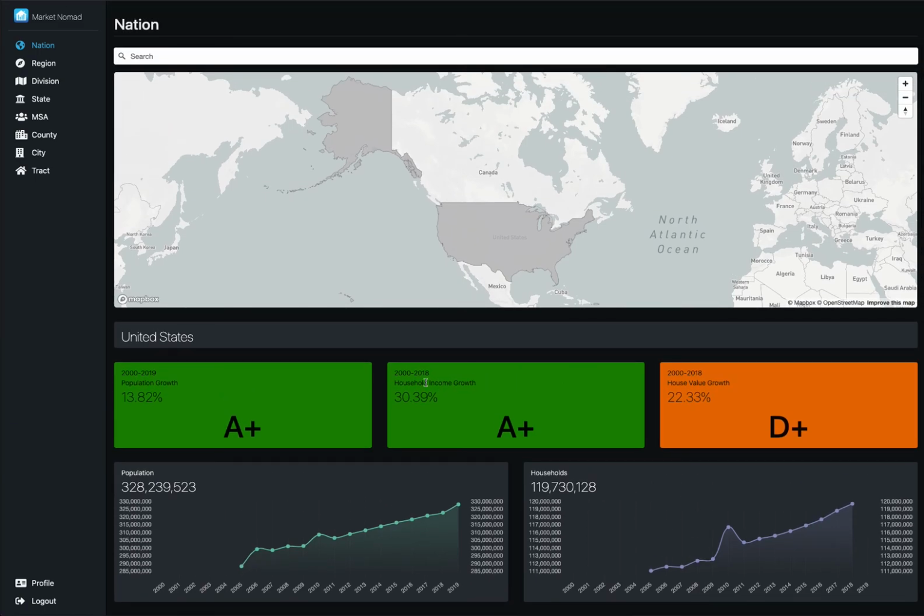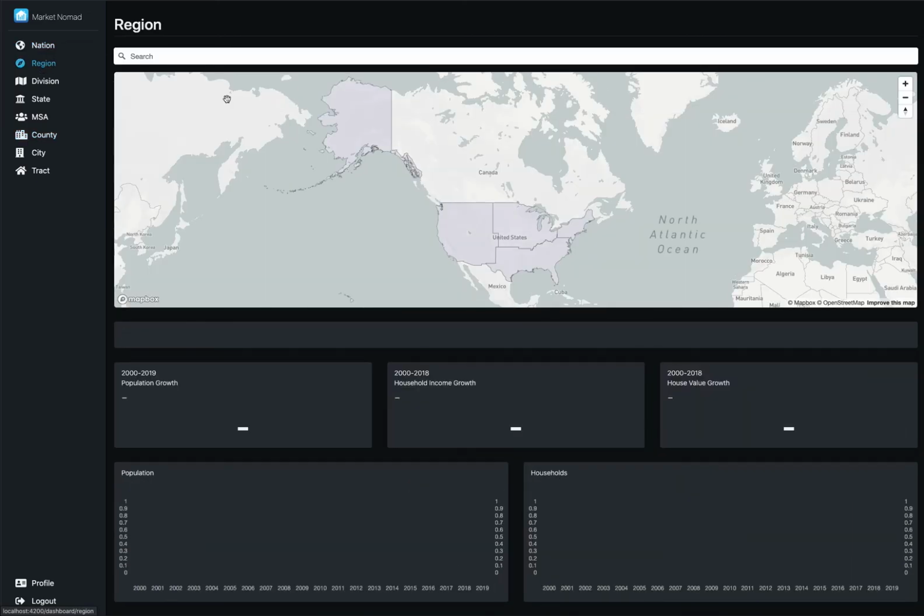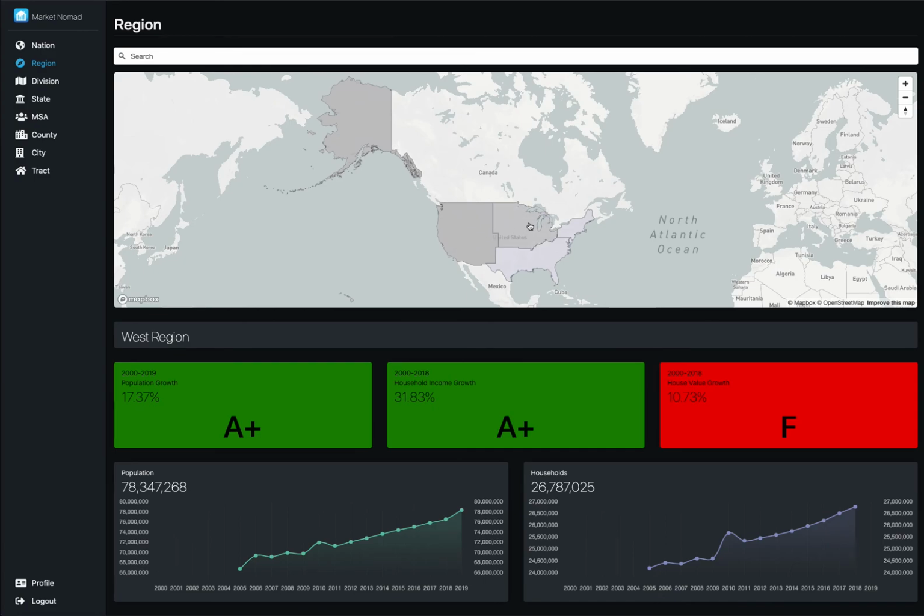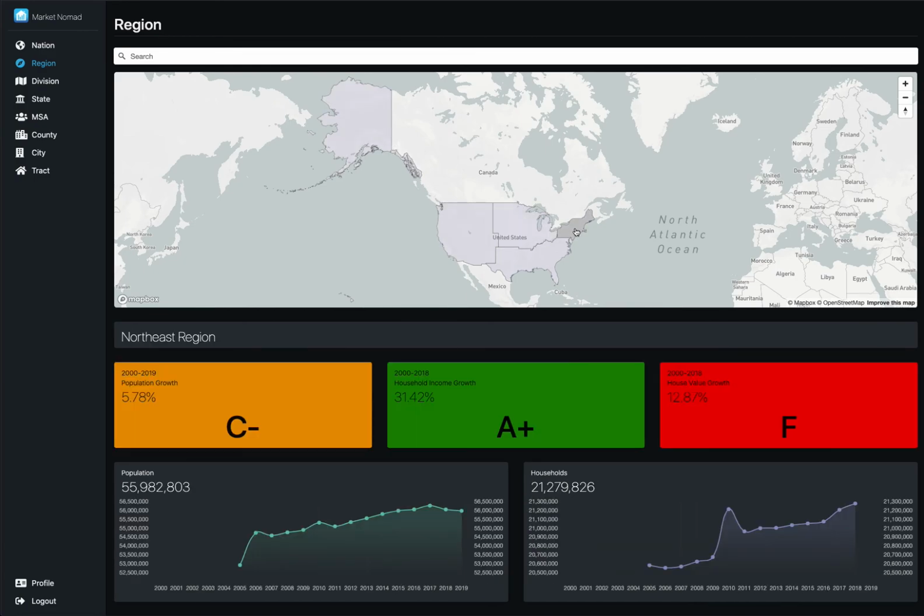Let's start our journey off looking at regions and working our way down. As you can see, when I click on a region, you will immediately see the grading system down below. These grades follow pretty standard recommendations in the real estate investor community. These grades are very useful for investors that are just starting out. You can use them to quickly identify a growing market. However, for more seasoned investors, you might want to ignore the grades as they might not apply to your investing criteria. For example, if you are looking at a stable market, population growth might not be a priority for you.